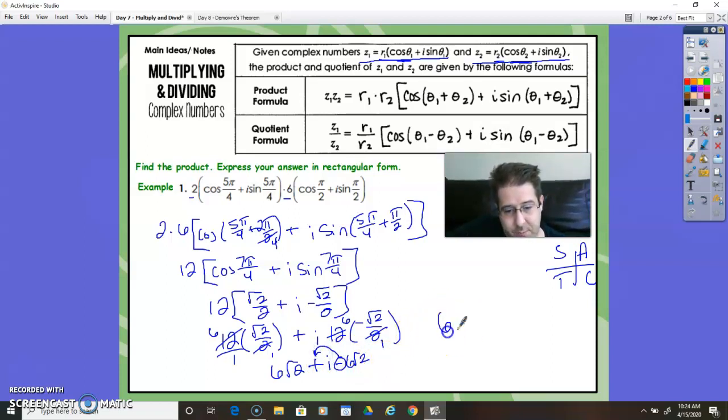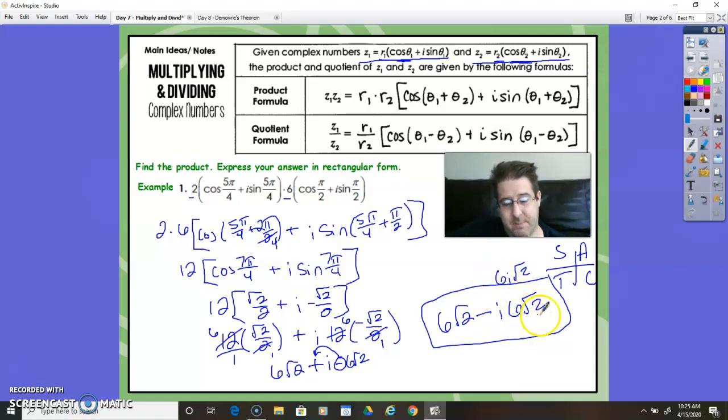So the preferred method of writing this answer is 6 times the square root of 2 minus i times 6 times the square root of 2. That's probably the preferred method. Although you really could switch these two around. You could say 6i times the square root of 2, and that would be the exact same thing as this. So either one of these is fine. And there's your answer in rectangular form.